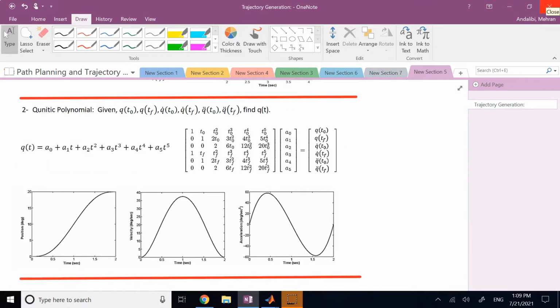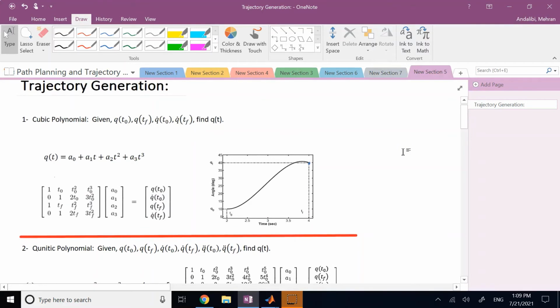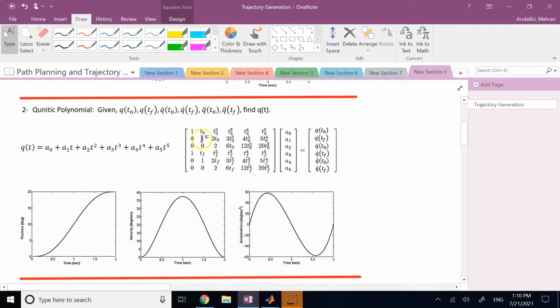Okay, now it is time to look at quintic or fifth order polynomials. So last time we saw that we chose a cubic with 4 unknown coefficients because we were given 4 numbers that our polynomial should satisfy: the initial and final joint values and the initial and final speed values. Now, if we also have to satisfy the initial and final acceleration values, Q double dots, then we definitely need 6 coefficients, and that comes from a fifth order polynomial like this.